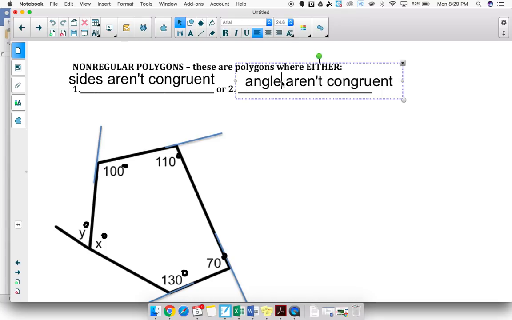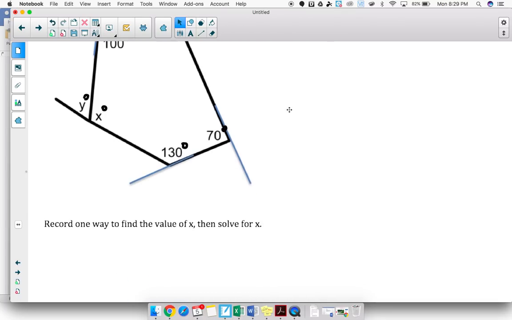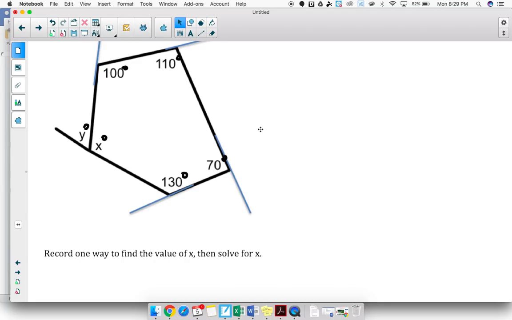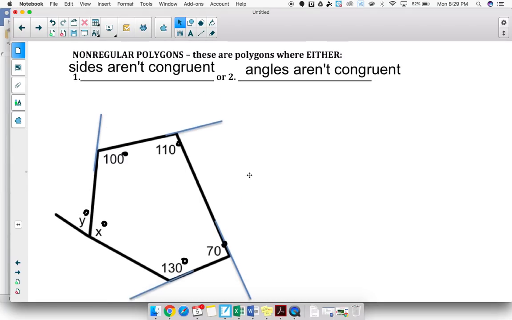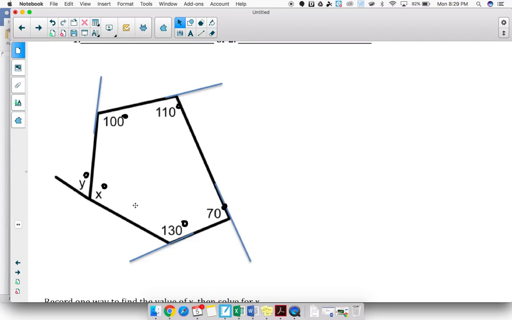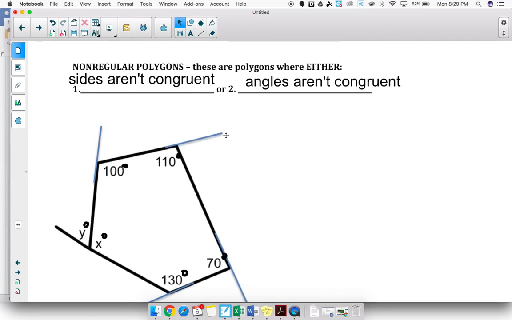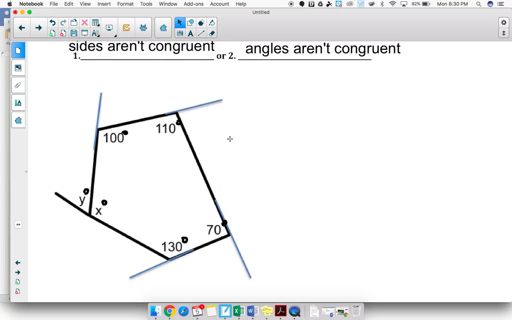But either the sides aren't the same length or the angles are different, you know that those are not regular polygons. But the interior sum is still going to be based upon the number of sides. So here, let's put a few things to notice. What we want to do is solve for x and y. So I want you to pause the video right now and give this a try on your own.